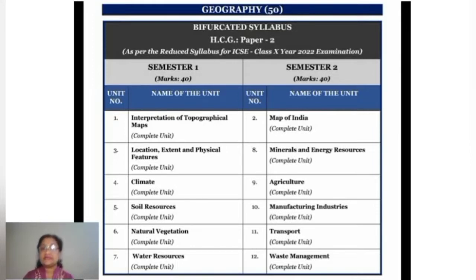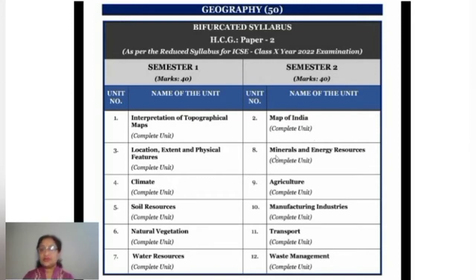Now what is the syllabus for semester 2? You can see here very clearly, children. Number 1, we can see the map of India, the complete unit of maps. If you remember, in the first semester maps were not there at all, right? So the complete unit of maps is now taken as a part of the second semester.